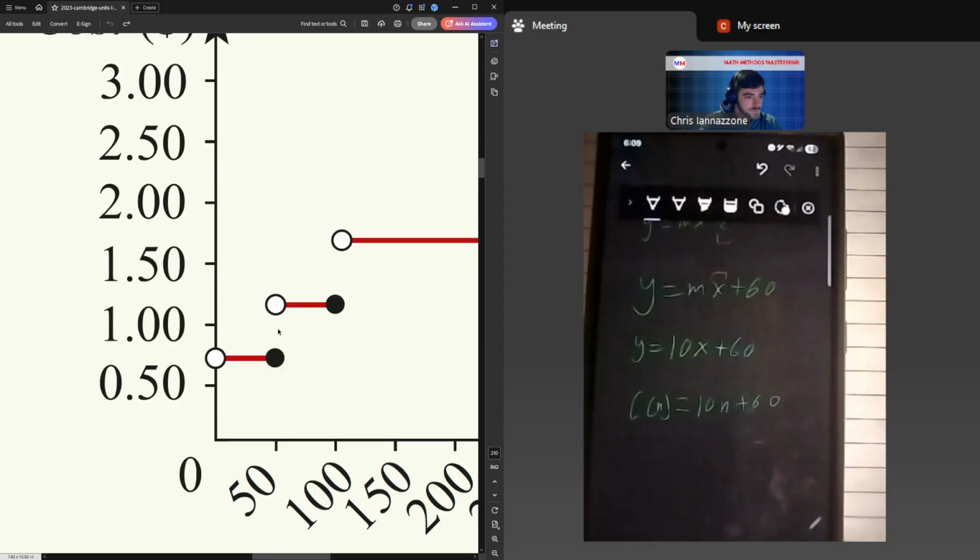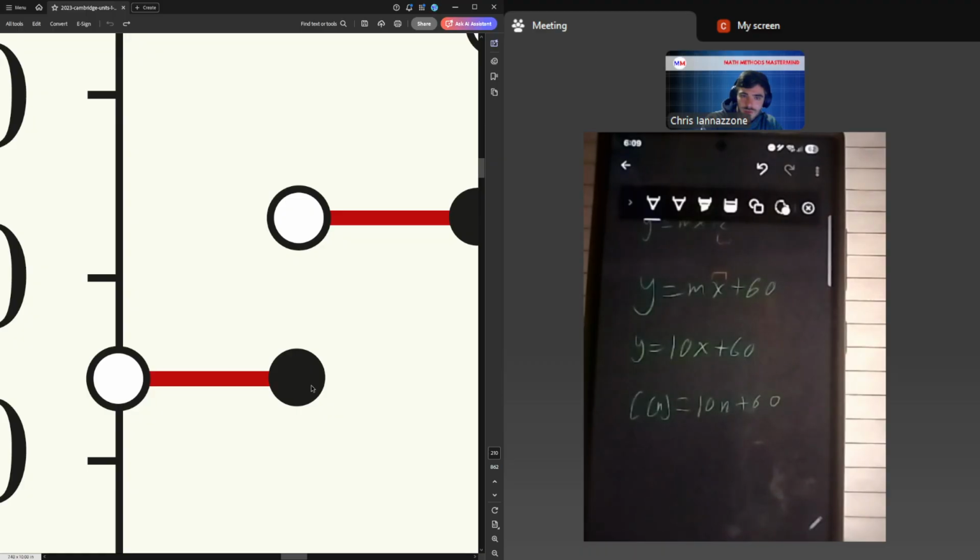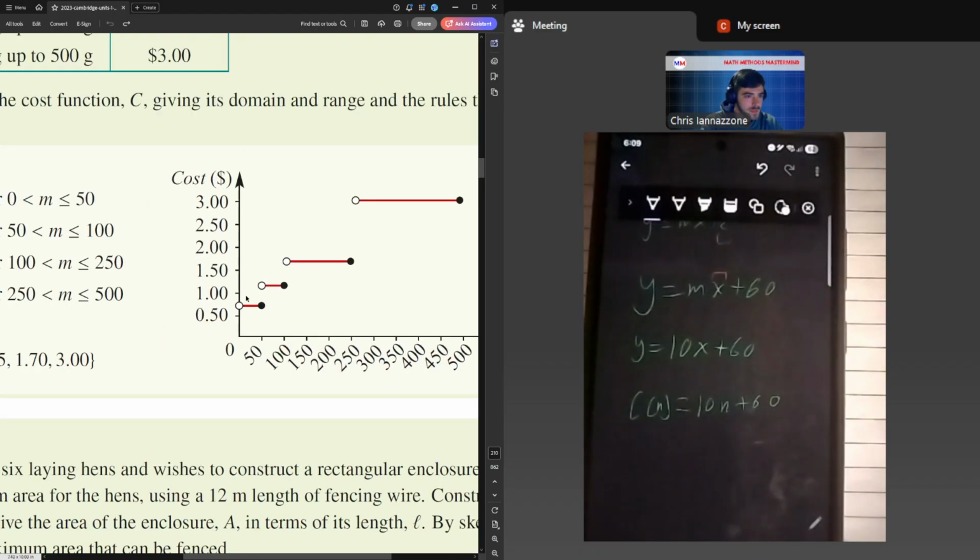Now, these white circles, you can't let that think you exclude 50 or exclude 100 because there is an accompanying dark circle along with it. So as long as there's at least something along a vertical line where it's defined, that part is defined in the domain. So everything up until 500 is going to be inclusive.